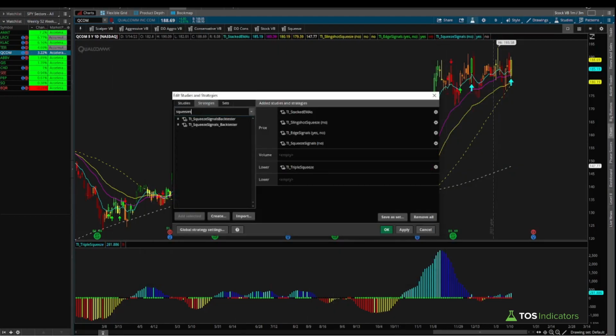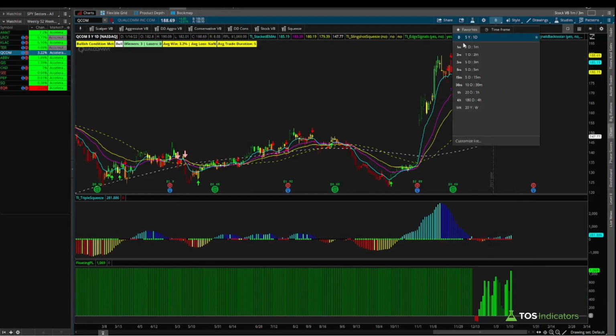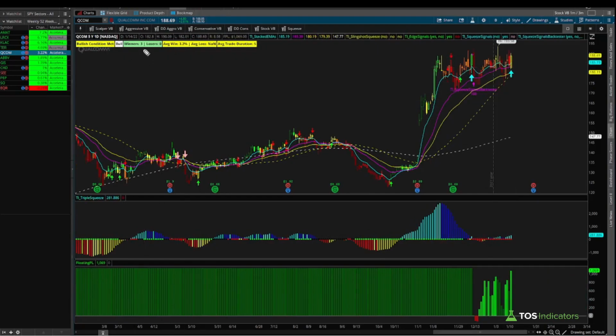So squeeze signals backtester, I add it to my charts. And let's measure how effective this signal has been every time it's plotted over the past 5 years. So there we can see over the past 5 years, we've had this signal 3 different times. All 3 of those times were winners. So while not a lot of data points, still strong enough in terms of the signal firing long, which basically means the squeeze fired long.